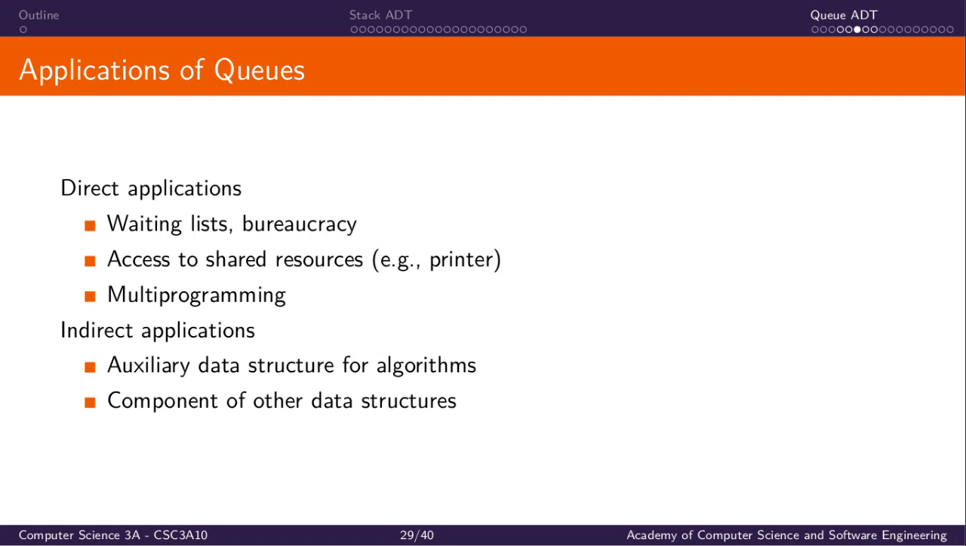Then multi-programming. Remember we talked about this example that even before we had multiple core machines, we could still run more than a single program on a machine, and that was achieved through multi-programming by storing the state of different applications and giving them access in that round-robin fashion to resources for a limited period of time. And of course, we could use this auxiliary data structure for other applications.